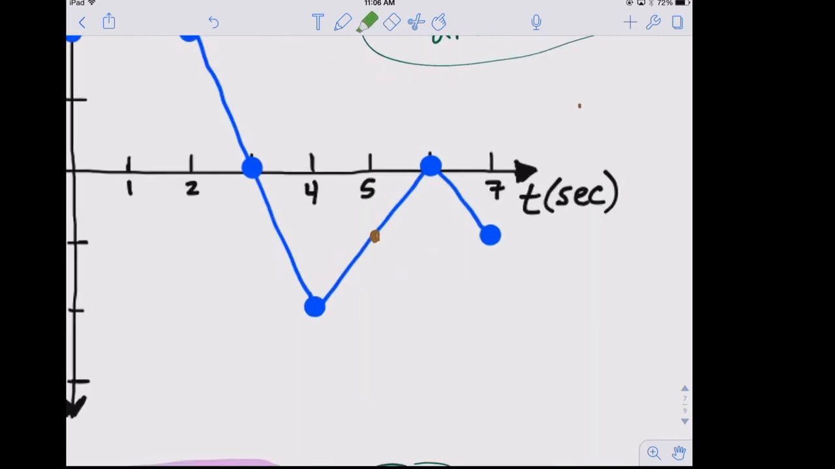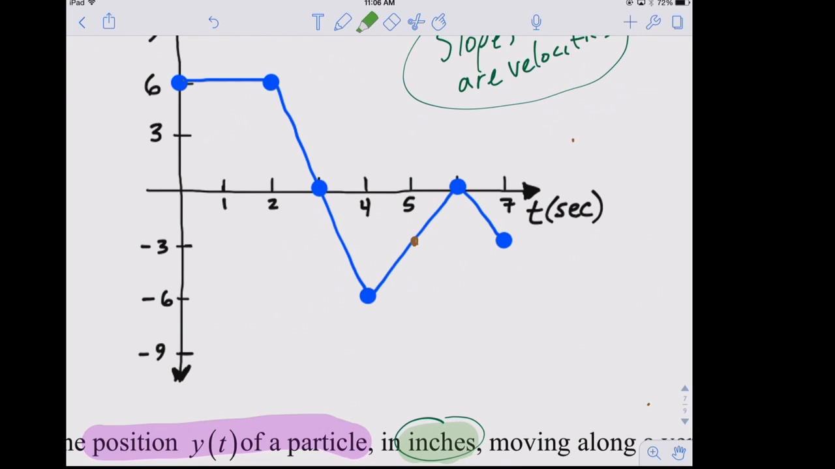I can use the 2 points, right? I can find the slope of that line. So this is the ordered pair, not in highlighter, that's the ordered pair 4, -6. And this is the point 6, 0.